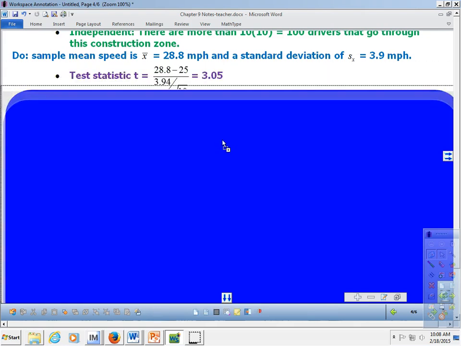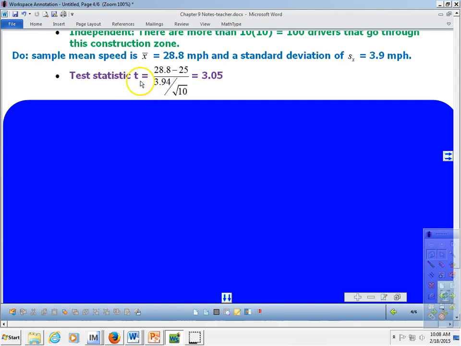We need a test statistic, and so we're going to call it t. We need the statistic minus the parameter, so 28.8 minus 25, divided by 3.94 divided by the square root of 10. This is the standard deviation of a sampling distribution for sample means. And again, you'll find a box on that third page in your formula packet that will remind you which standard deviation calculation goes with which test. Anyway, our test statistic is 3.05.